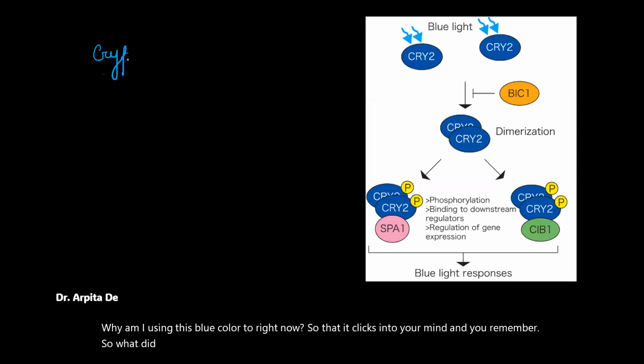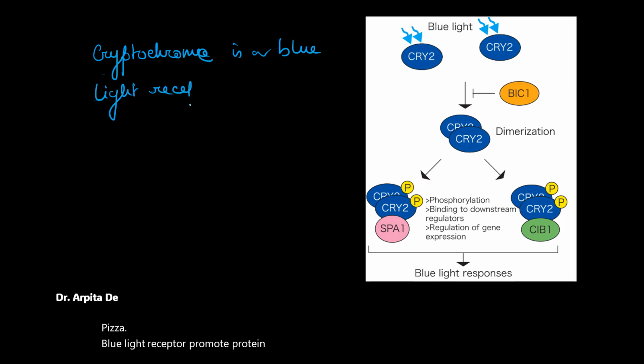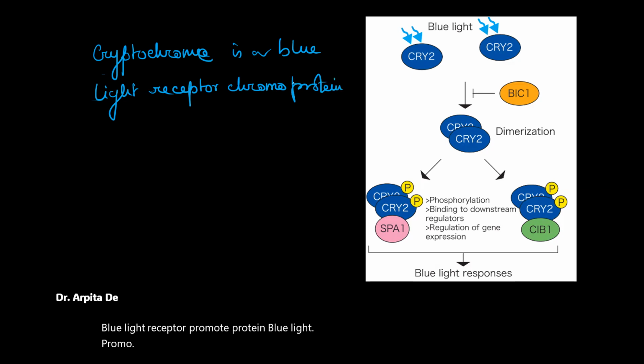So what did I say? Cryptochrome is a blue light receptor chromoprotein. It's a blue light receptor chromoprotein that is very, very important in perception of blue light in plants and its subsequent growth.